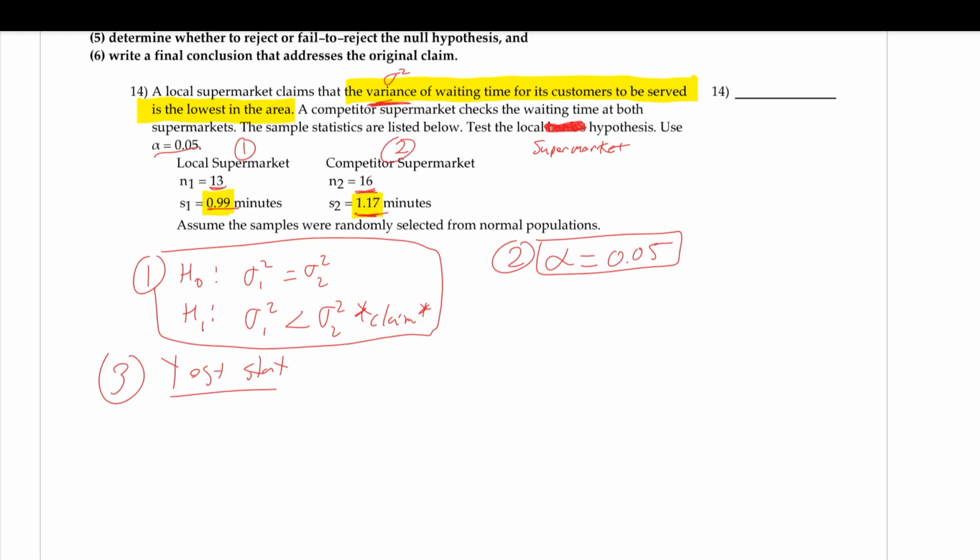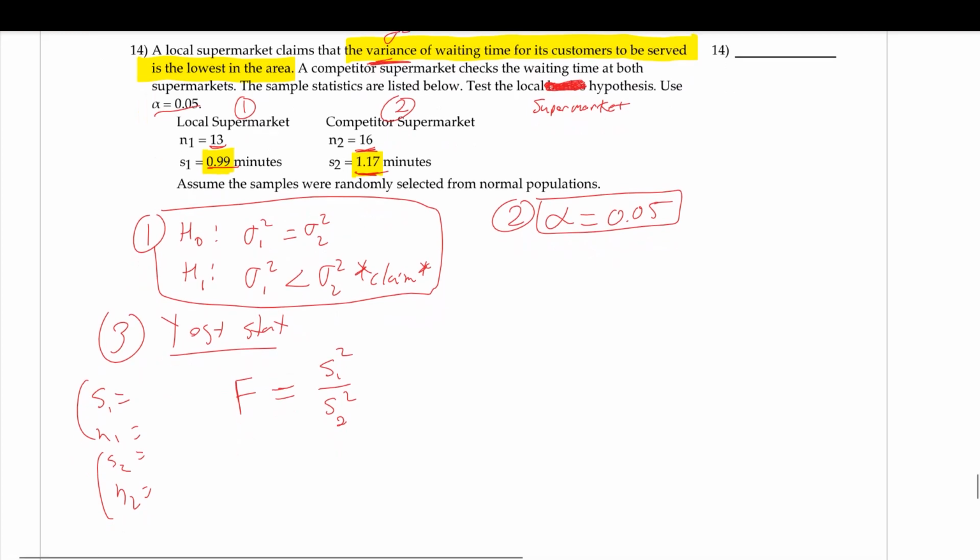When comparing two standard deviations from two populations, we're going to use an F test. That test stat is actually very simple. It's just the sample standard deviation of population 1 squared divided by the sample standard deviation of population 2 squared, or the variance of sample 1 divided by the variance of sample 2, because that's what S squared is, variance. They give us S1, N1, S2, N2, right? This is for the local, this is for the competitor. I'll just rewrite those values here, even though it's redundant.